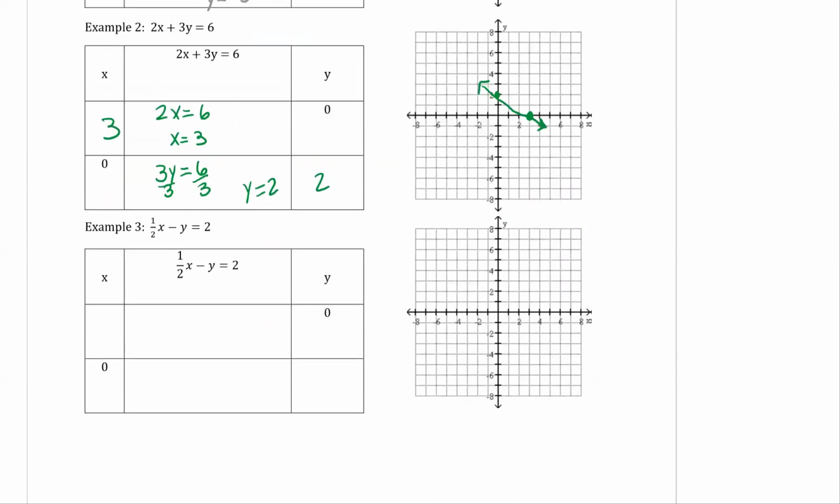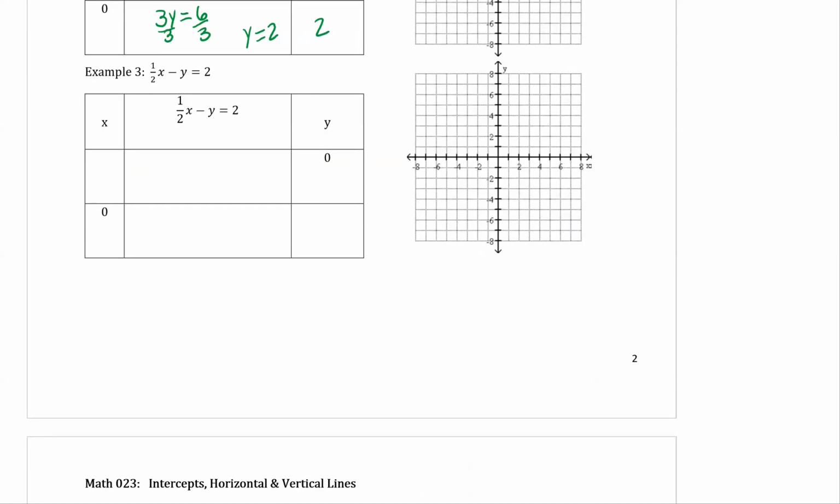All right, example 3. Fractions don't scare us. We're going to plug in 0 for y, which gives us 1/2 x is equal to 2. Multiply both sides by 2 over 1. We get x is equal to 4. So the x-intercept is at (4, 0). And then plug in 0 for x, so that would give me negative y is equal to 2. Divide both sides by negative 1. y is equal to negative 2. (0, -2). Connect the dots.